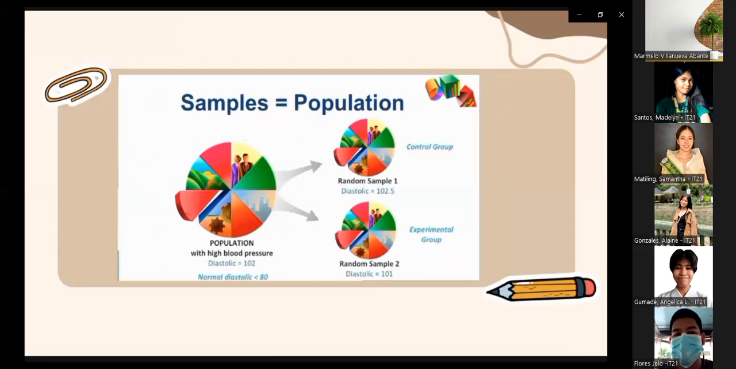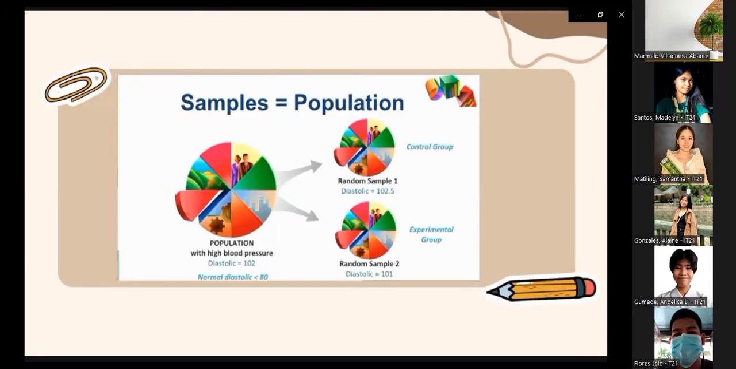We have here a sample population with high blood pressure. The diastolic blood pressure of the population is 102. The normal diastolic blood pressure is under 80.